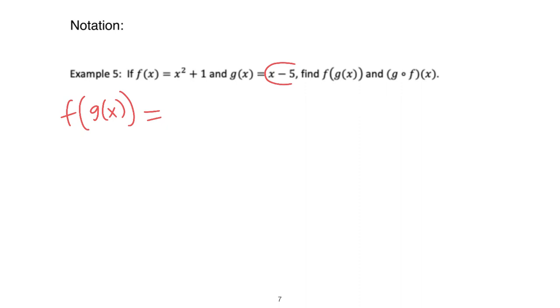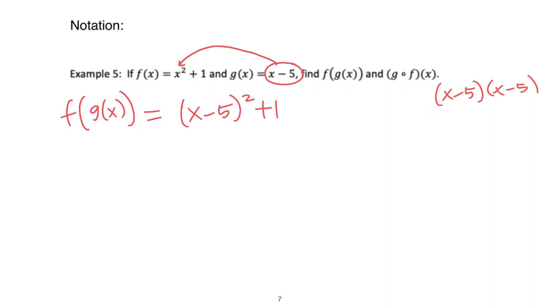So I'm taking this, and anywhere there's an x, I'm putting in that equation. So x minus 5 squared plus 1. Now it's an x minus 5 squared, so it's times itself. So let's multiply it out. x times x, x squared. x times negative 5, negative 5 times x, and negative 5 times negative 5.